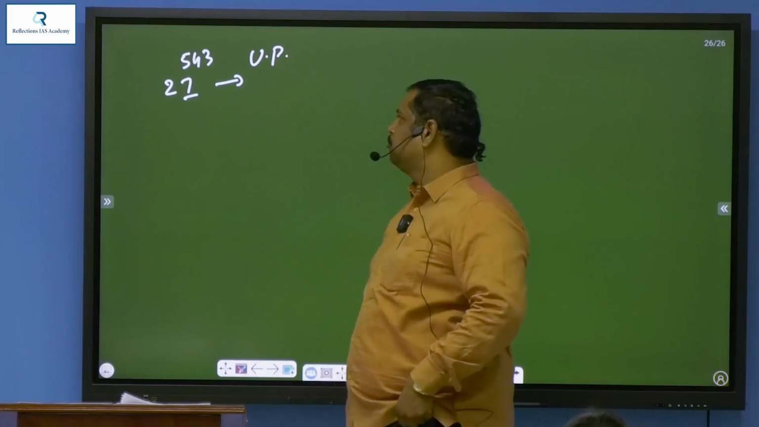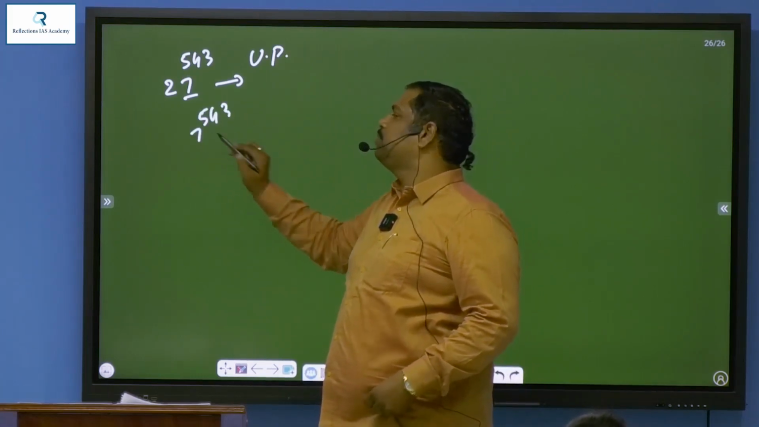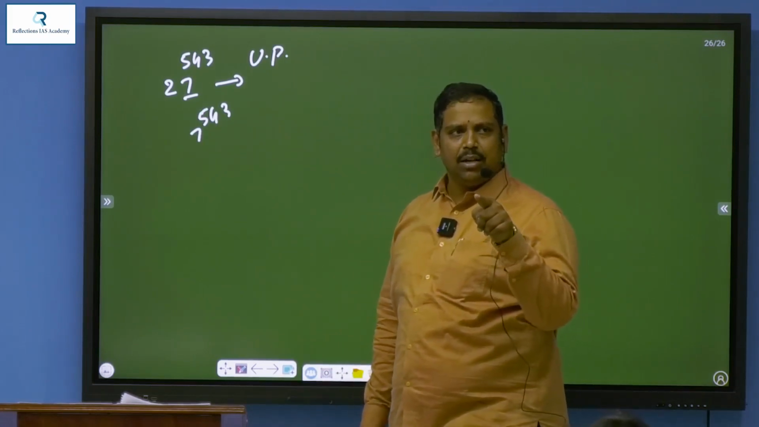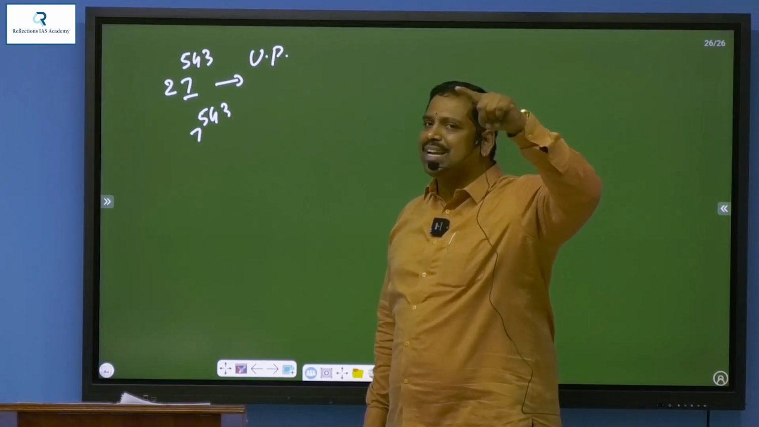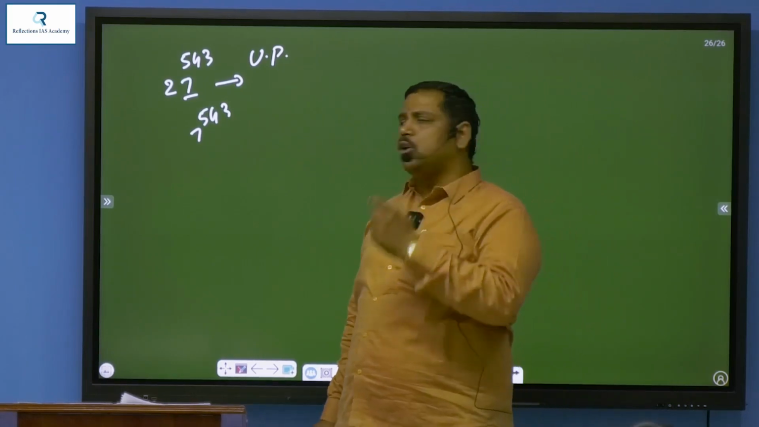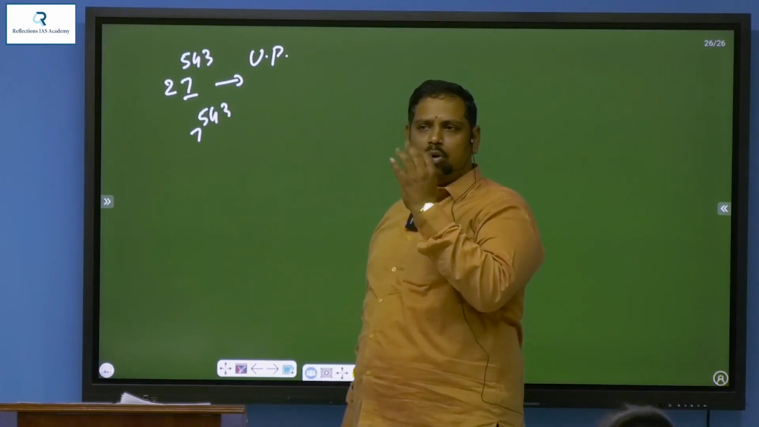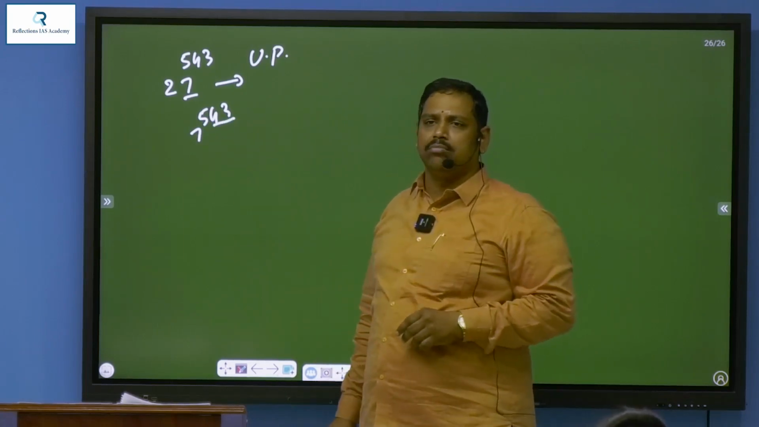Okay? Good, listen. So I have to think of 7 power 543. 7 means periodicity is 4. If the periodicity is 4, what did I say? Divide the power with 4 and consider the remainder. Here one beautiful point is there. The entire 543 if you divide with 4, or the last 2 digits, 43, if you divide with 4, you will get the same remainder.